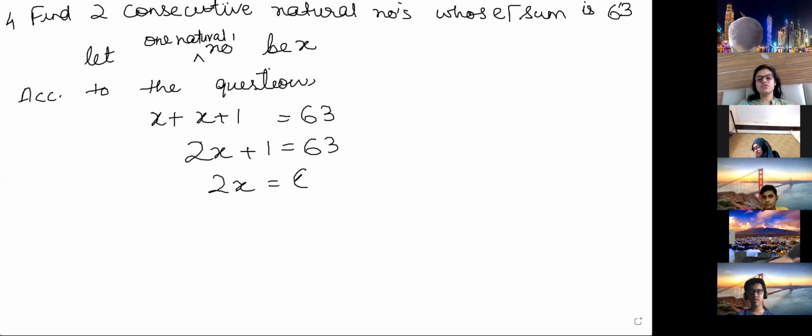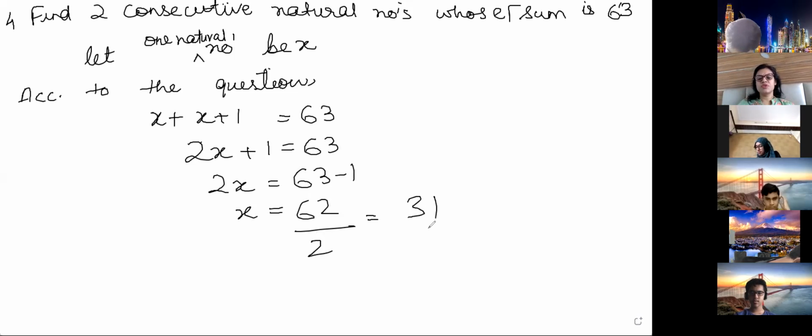2x is equal to 63 minus 1, which is equal to 62. x is equal to 62 by 2, which is 31. So the answer is, the two consecutive natural numbers are 31 and 32. This is your answer. Consecutive means the same sequence. You have to add one.